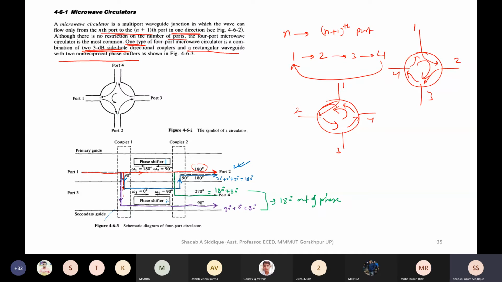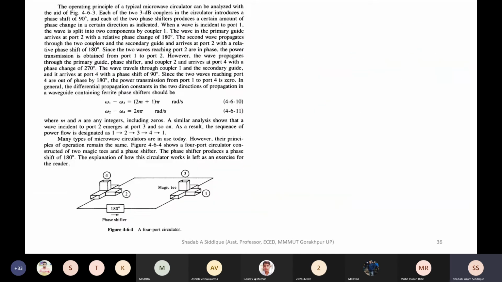So I hope you understand these things. Now in a similar way you can take another port as an input. If you want, you can take port 2 as input. Let me take port 2 as input. Then at that time what will happen? So if I take port 2 as input, then what will happen? I don't have any other space, so I'll write it down here.